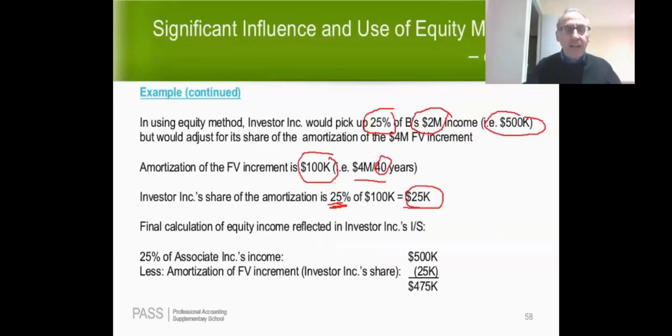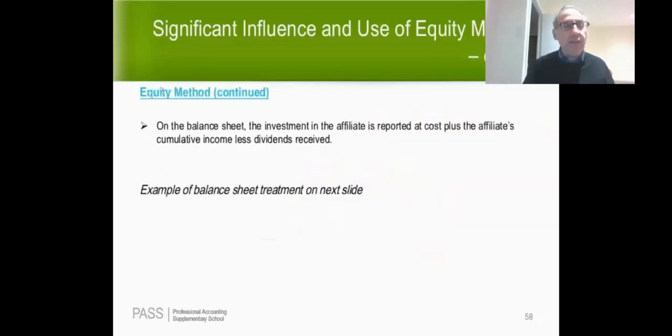To calculate the equity income that the investor would recognize in its income statement, the investor picks up its share of the $2 million, 25% of $2 million, and then subtracts its share of the amortization of the fair value increment. This would be the equity income that would appear on the financial statements of the investor. We're going to end up with the same income whether we use the equity method or consolidation, and we're doing the exact same adjustment. The only difference is we're picking it all up on one line when we use the equity method.